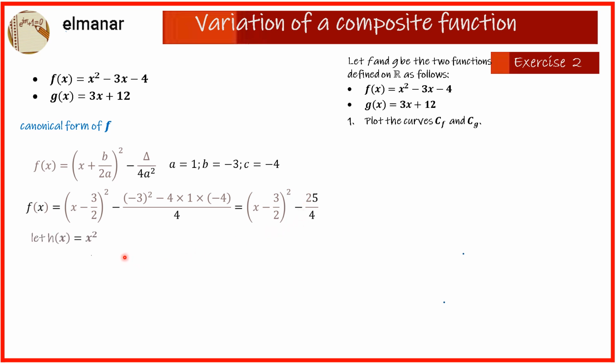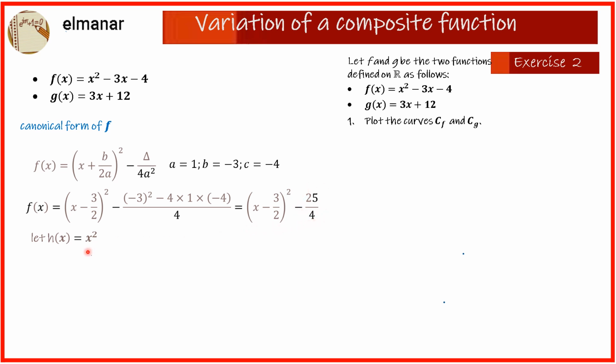Explanation. The canonical form allows the quadratic function to be expressed in a more readable format, highlighting its turning point. This approach makes it easier to understand how the curve is shifted within the Cartesian plane. So we can plot the graph of f by applying a translation using a vector with coordinates 3/2 and −25/4.